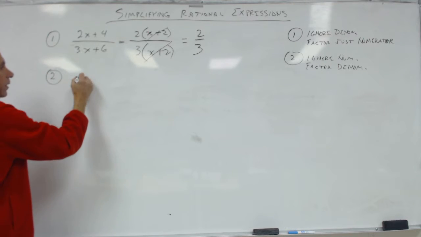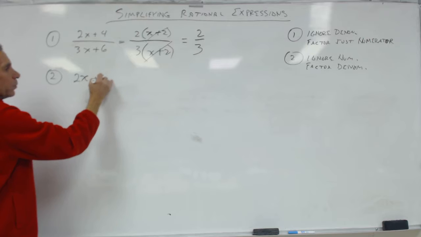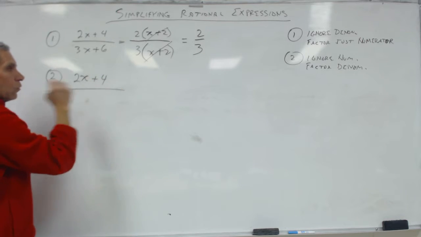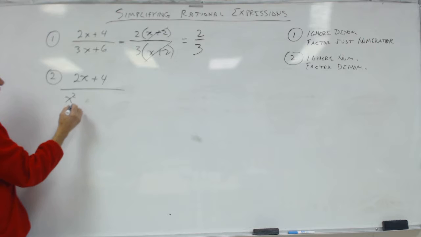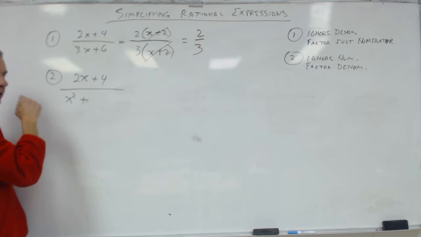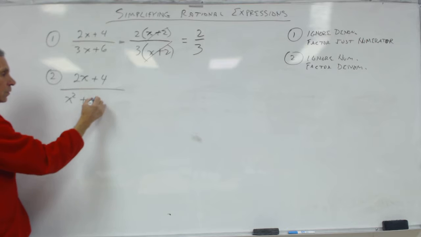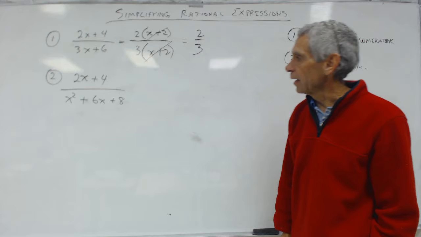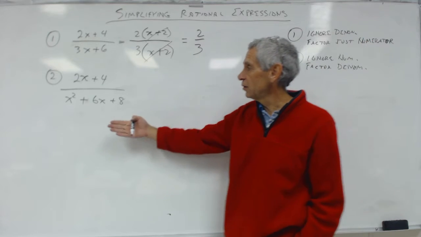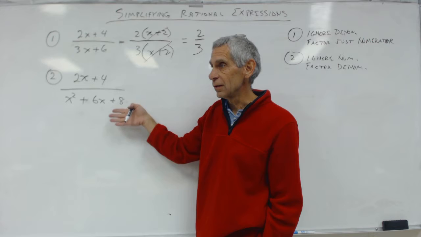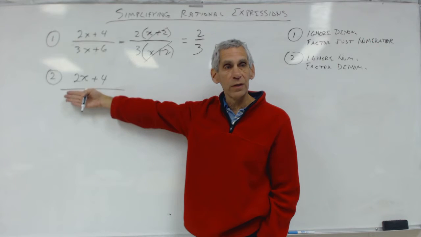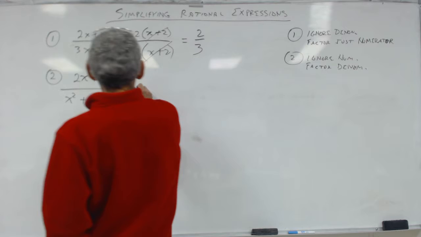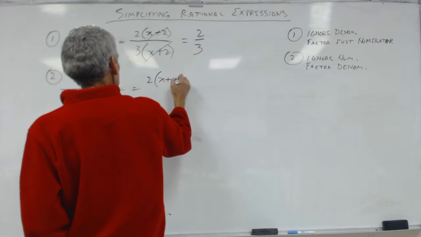Let's try this one. How about 2x plus 4 over x squared plus 6x plus 8? Okay, using this approach, that looks scary or confusing right now, but not when I take it one step at a time. I'm going to ignore the denominator and just factor the numerator. What can I do? Suddenly it's 2 parentheses x plus 2.